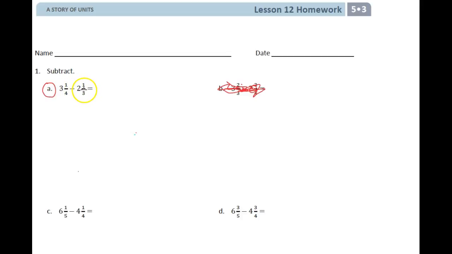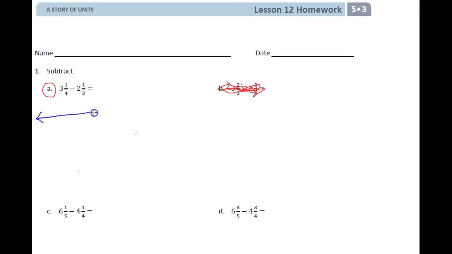How far do you have to travel? How much space do you have to go to get from 2 1/3 up to 3 1/4? The other way I'm going to do it over here, that's why I crossed out this one, so it wouldn't be all distracting, is parent style. So let's start with the empty number line method.